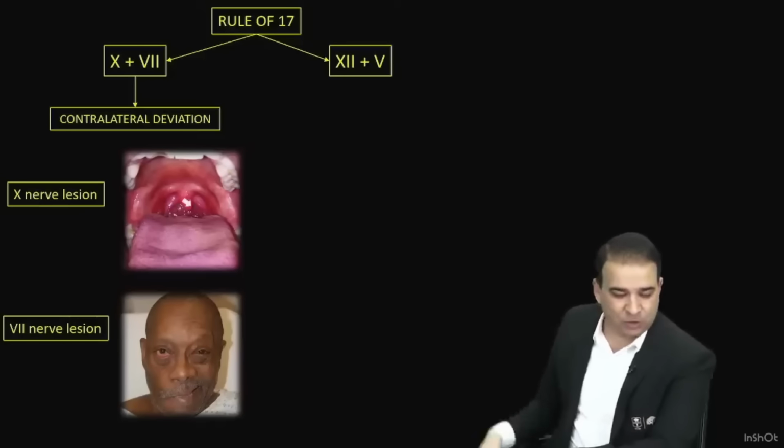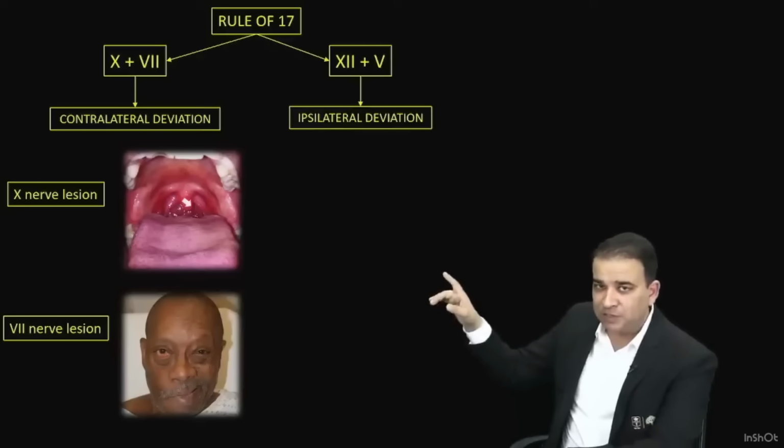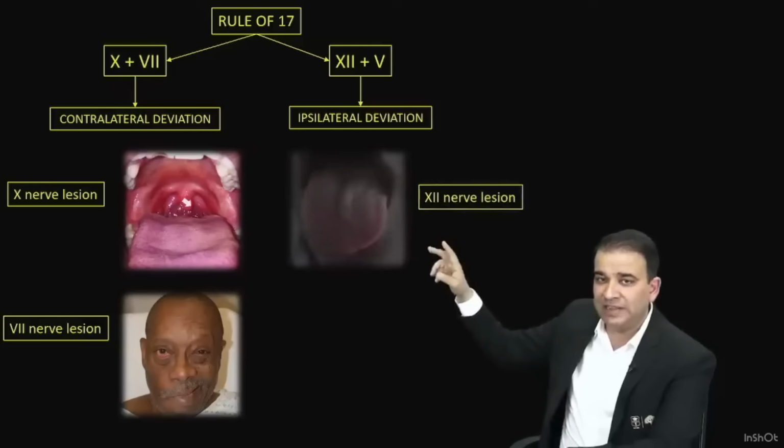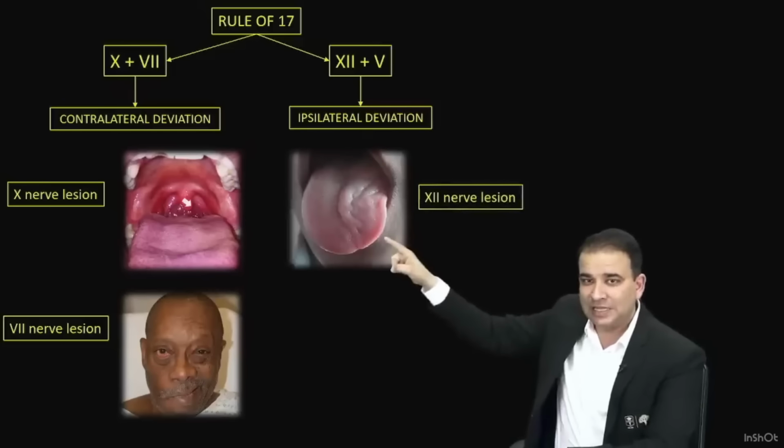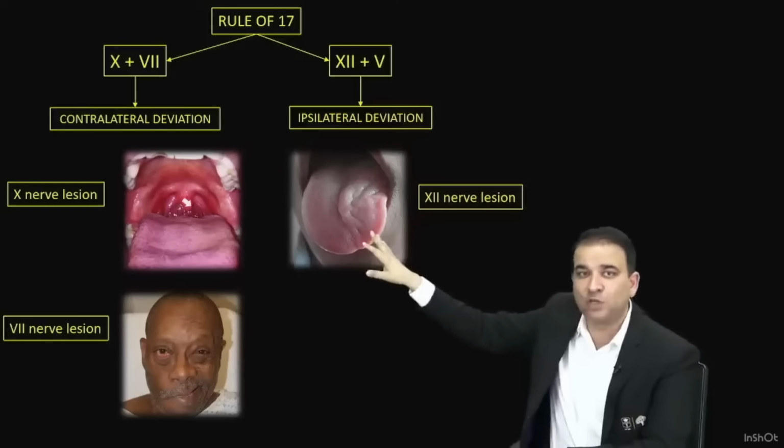12 plus 5, guys. 12 plus 5. In case of 12 plus 5, the deviation will be seen on the ipsilateral side. Like, if there is a hypoglossal nerve injury, guys, the tongue will deviate toward the side of the lesion. You can see the tongue is deviating toward the left side, as in this picture, it's because of the left hypoglossal nerve injury also.